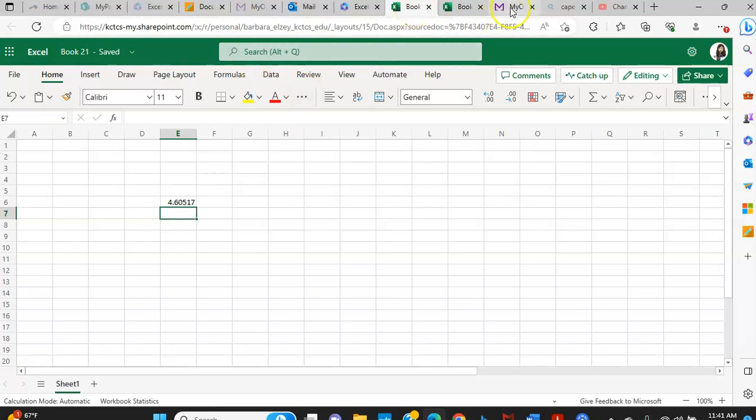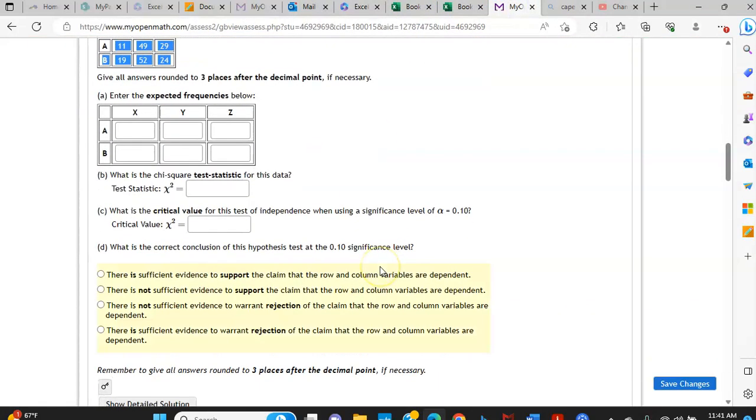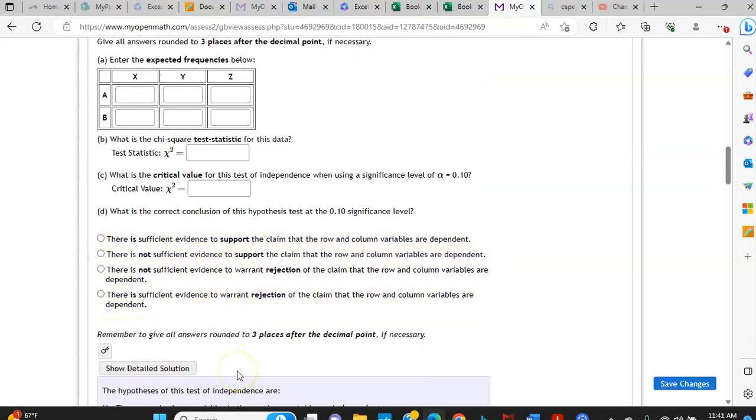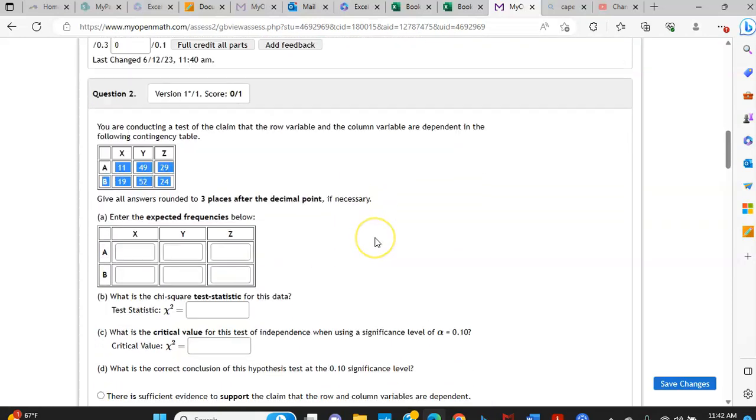All right, so let's go back here, and depending upon what you get, you will make your conclusion whether it's dependent or independent. Remember that our null hypothesis is that they're independent, and our alternate is that they are dependent. All right, so that's how to work through these problems, and hopefully that will help you with these.